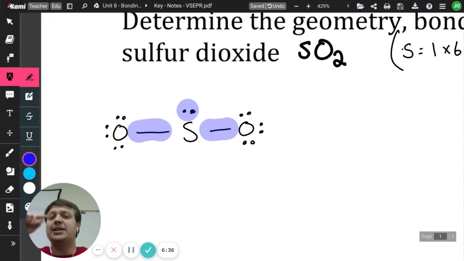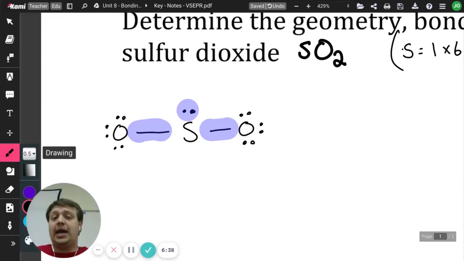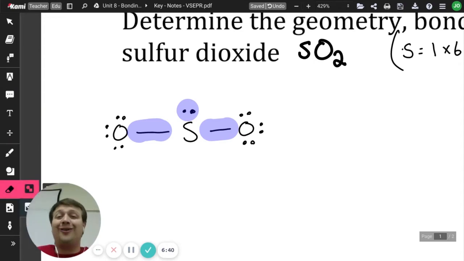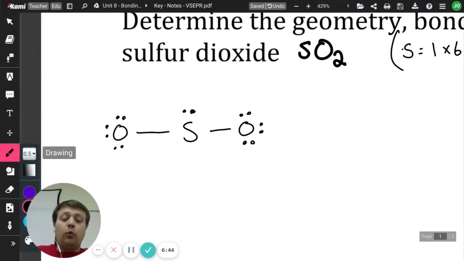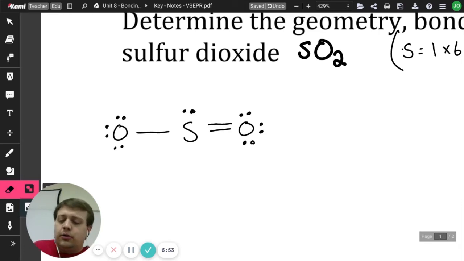Okay, well, can I just add more dots? No, I can't. Why can't I? Because I don't have enough valence electrons for me to do that. So what is my other option? Well, my other option is to share electrons. So we're going to come over here and share electrons with that oxygen, which means we have to take 2 of those away because those 2 got shared.